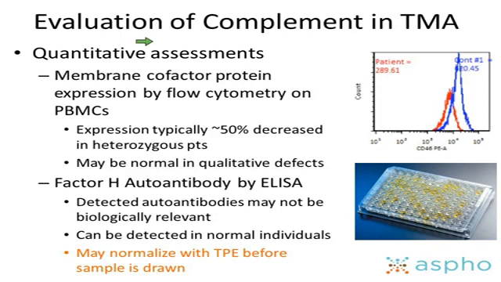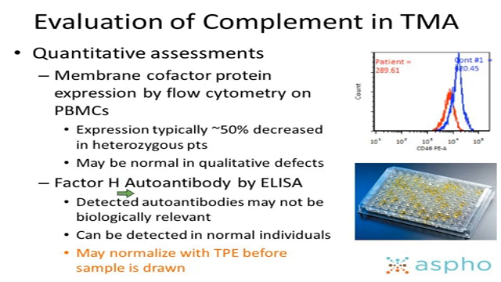Membrane cofactor protein is a membrane-bound protein, and so we can't measure this by serum testing, but we can measure it by flow cytometry on circulating cells like lymphocytes and neutrophils. And in general, expression is about 50% of normal in patients with heterozygous mutation, although it can be normal if there's a qualitative defect of the protein, but not a quantitative defect.